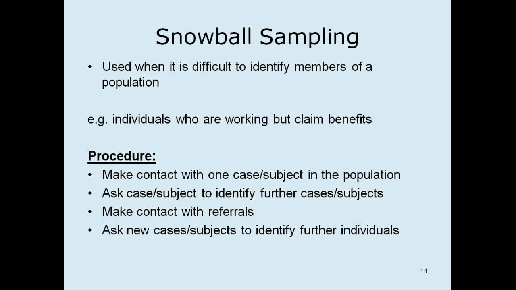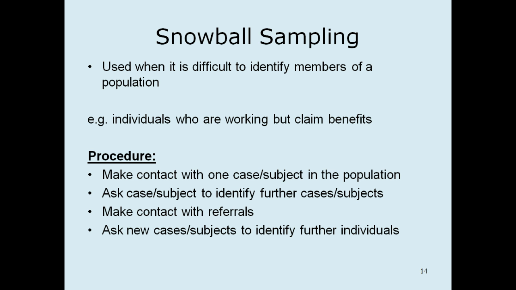Now, in this case here with snowball sampling, maybe we want to research people that are working, but they're also being a bit naughty and claiming benefits. Okay, not so good. So they're not going to obviously volunteer themselves to come and answer some surveys and do an interview. So they are difficult people to find, and it would be difficult to interview them. So when we find it difficult for people to come forward to answer questions, we have something called snowball sampling.